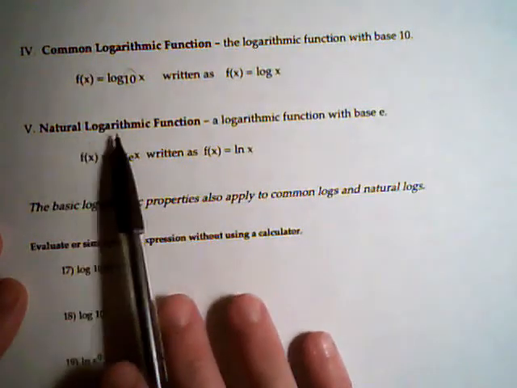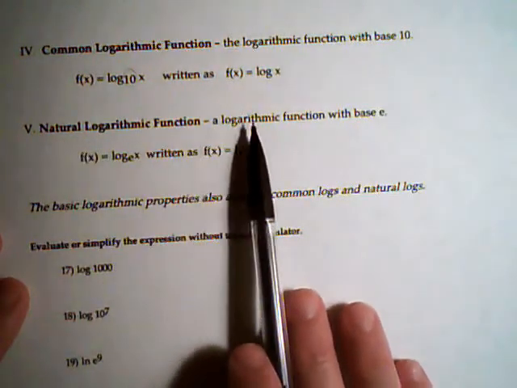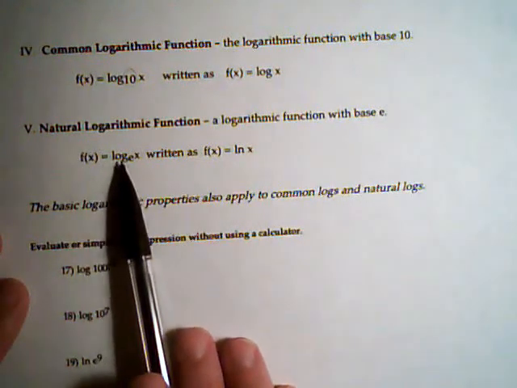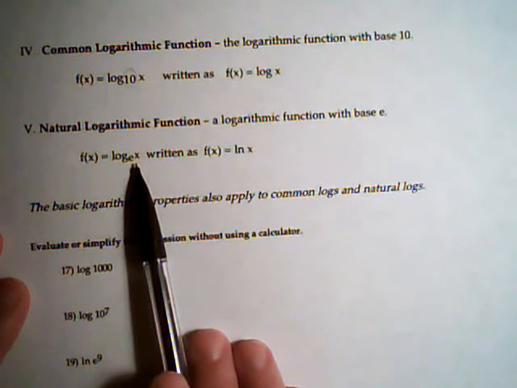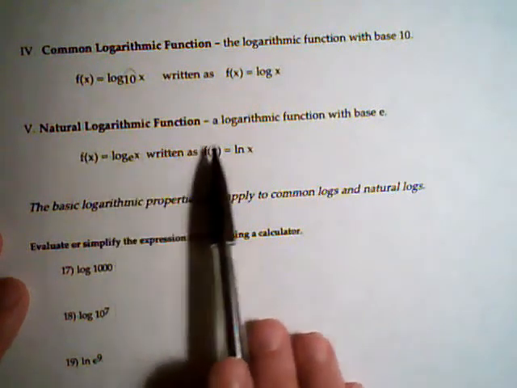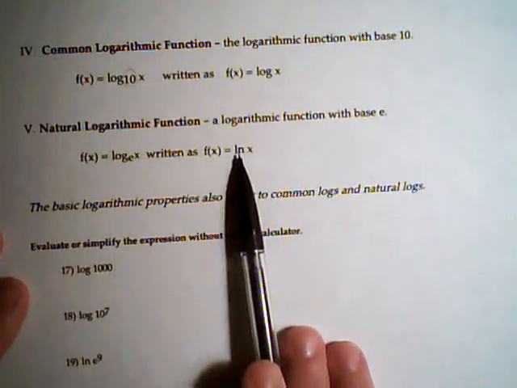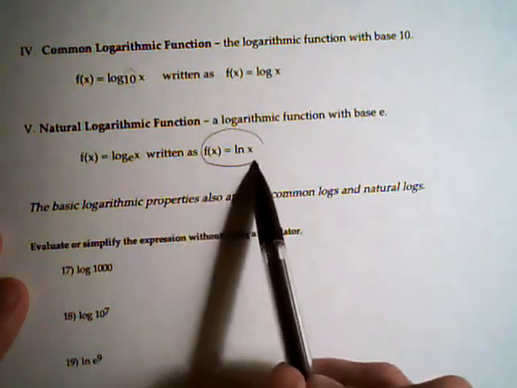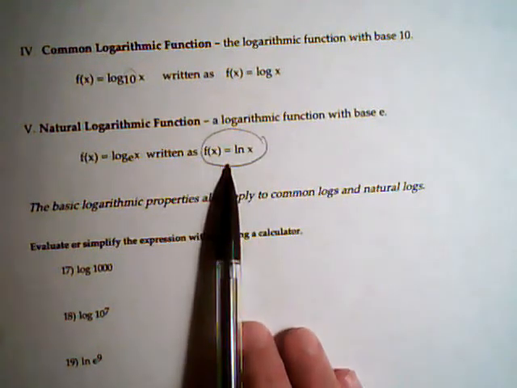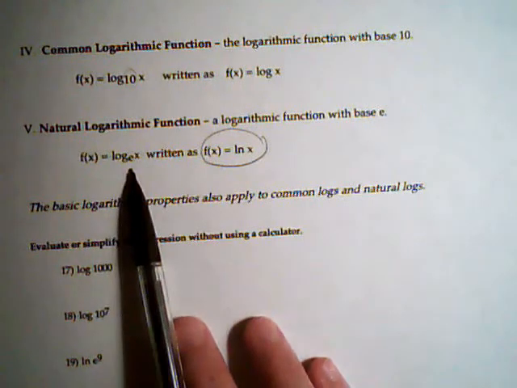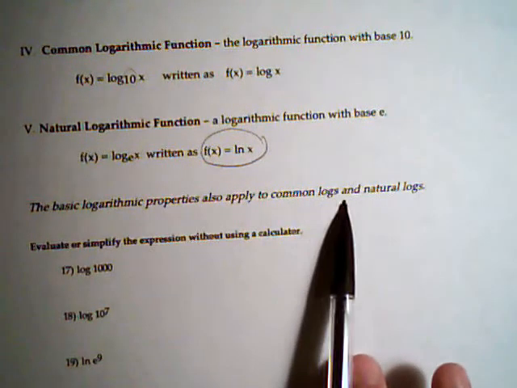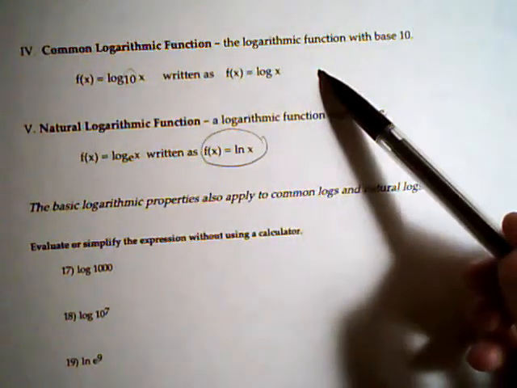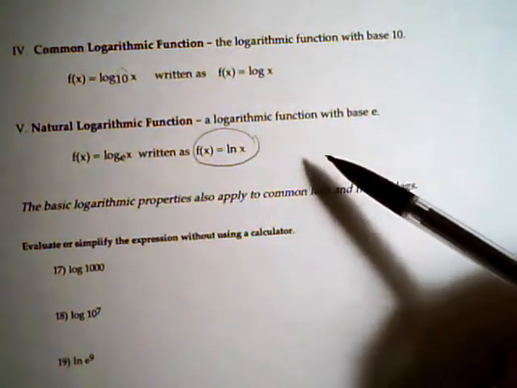Okay, then your natural log function is a logarithmic function that has a base of e. So if we were to have the function f of x equals log base e of x, instead of writing it this way, we call it the natural log, and the symbol for that is ln. So whenever you see a logarithmic function like this, that just means you have a log that has a base of e. Now the properties that we talked about in the previous video also apply to the common log of base 10 and to your natural log with the base of e.